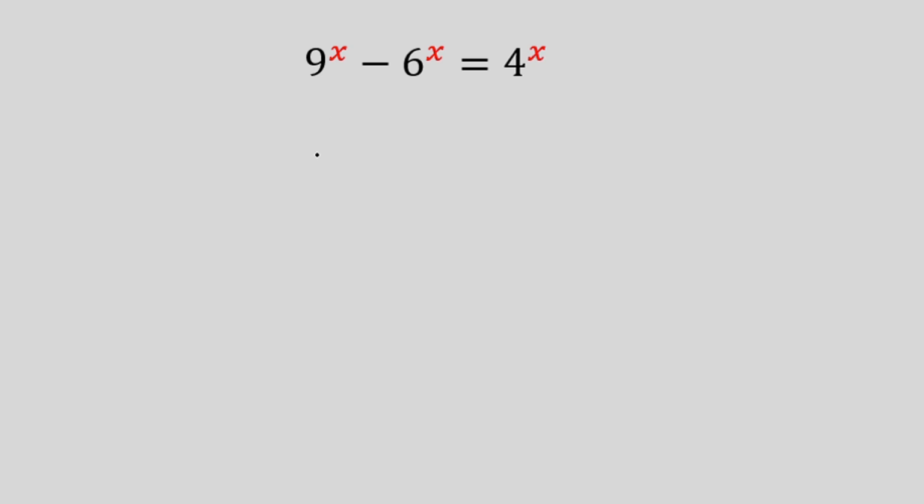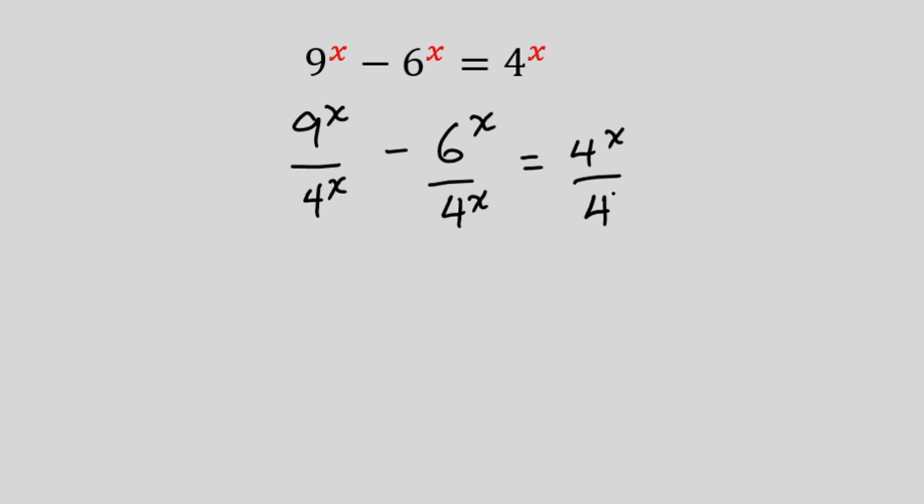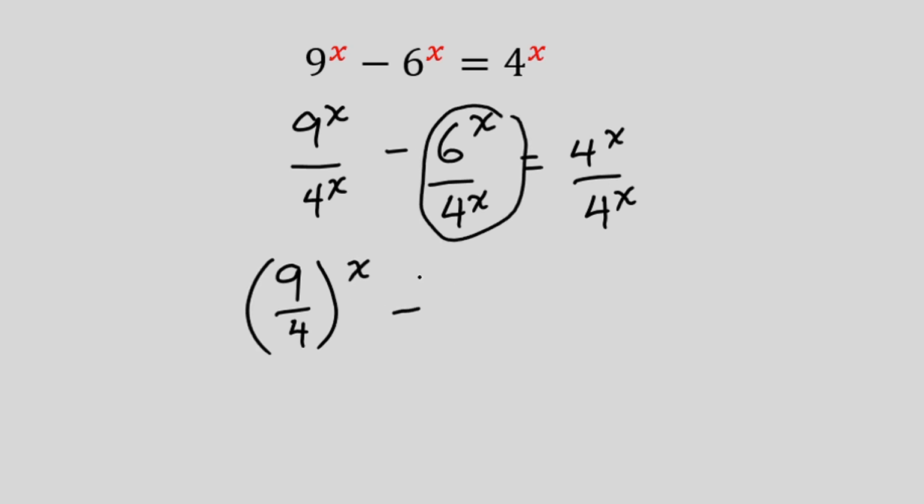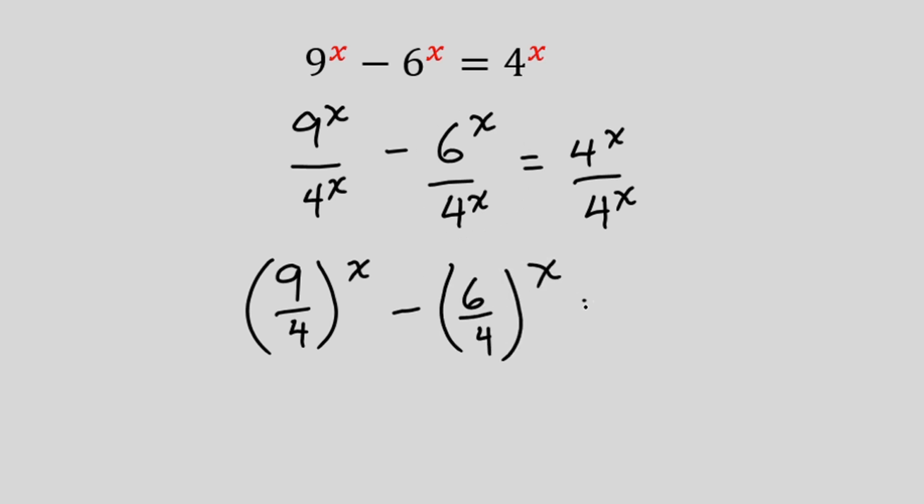Looking at the problem, it will be much easier if we divide through by 4 to the power x. So let's do that. 9 to the power x divided by 4 to the power x, minus 6 to the power x divided by 4 to the power x, is equal to 4 to the power x divided by the exact same thing. Now from this fraction over here, we can write this as 9 divided by 4, all to the power x. Likewise, considering this whole thing, we can write it as 6 divided by 4, all to the power x. Then on the right hand side, this and this one will go, so we have only one here.